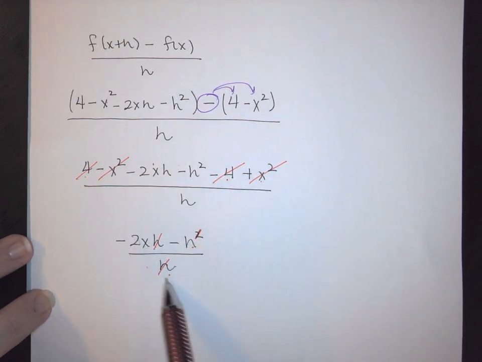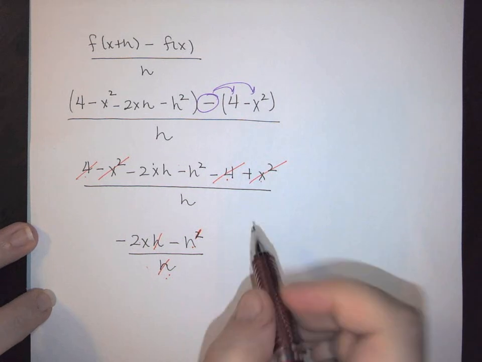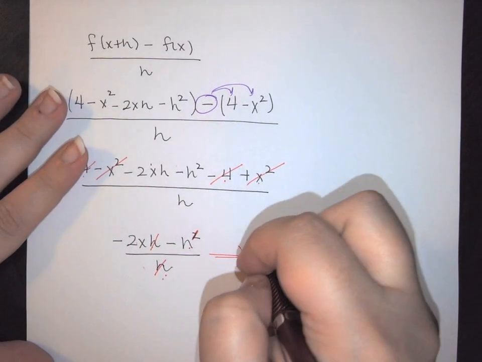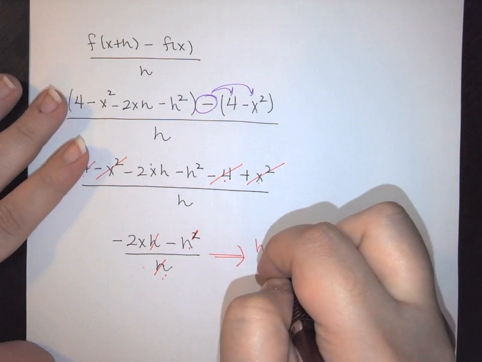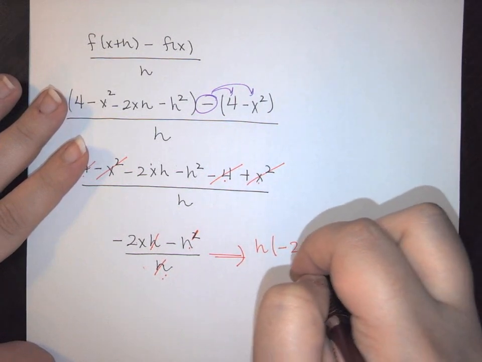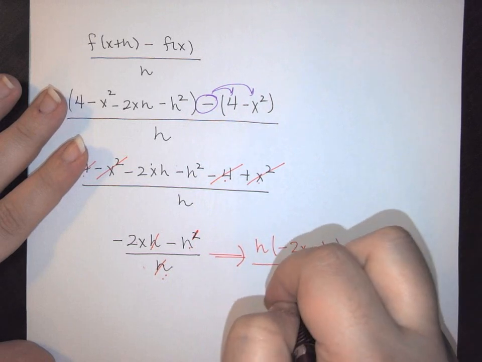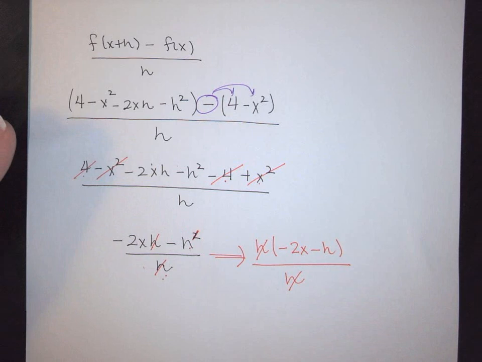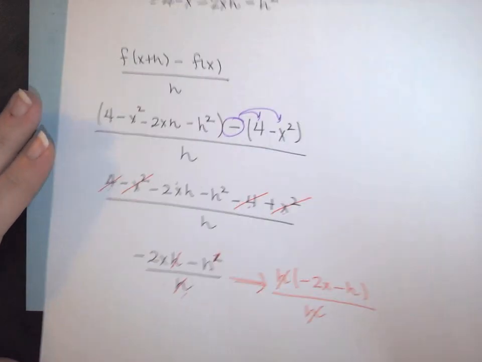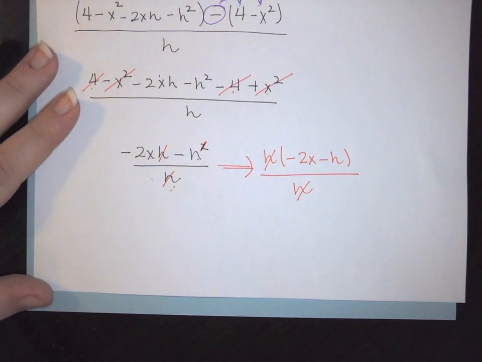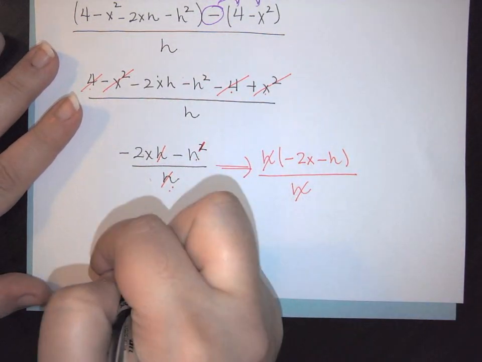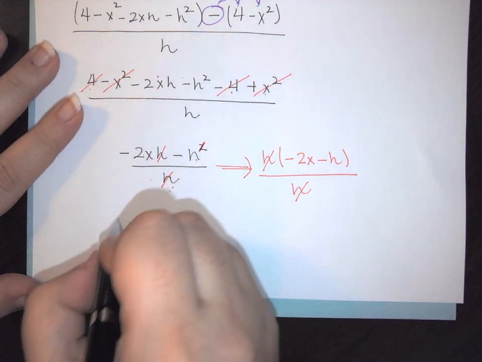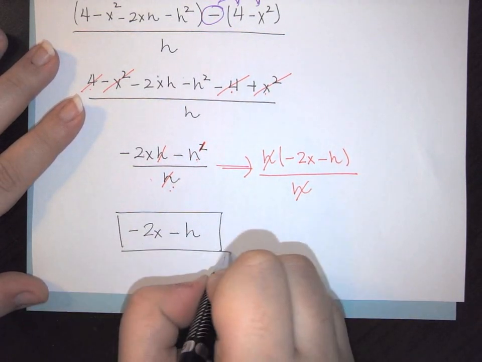Now if doing it like this is confusing, the other way that you could have looked at it is that on the top you had to pull an h out. That leaves behind the negative 2x minus h. The whole thing is over h. So my h's cross out. Okay, so however you're more comfortable canceling out your terms is what you want to do there. So this is going to leave us with negative 2x minus h, and this is your difference quotient.